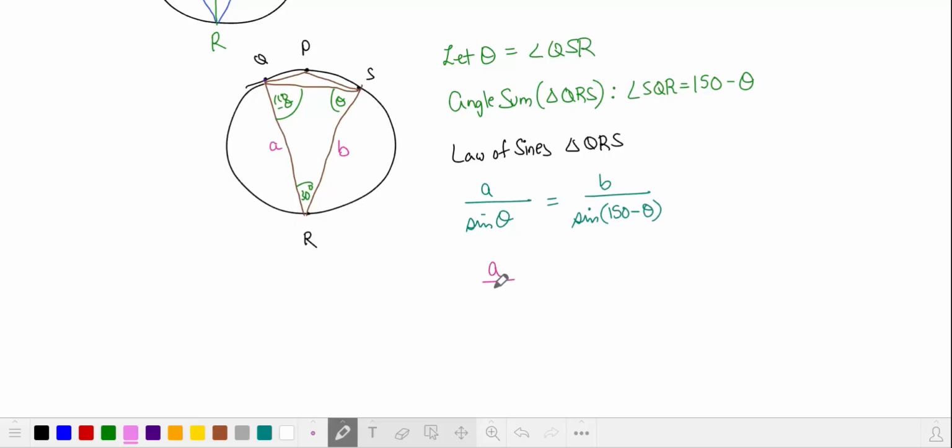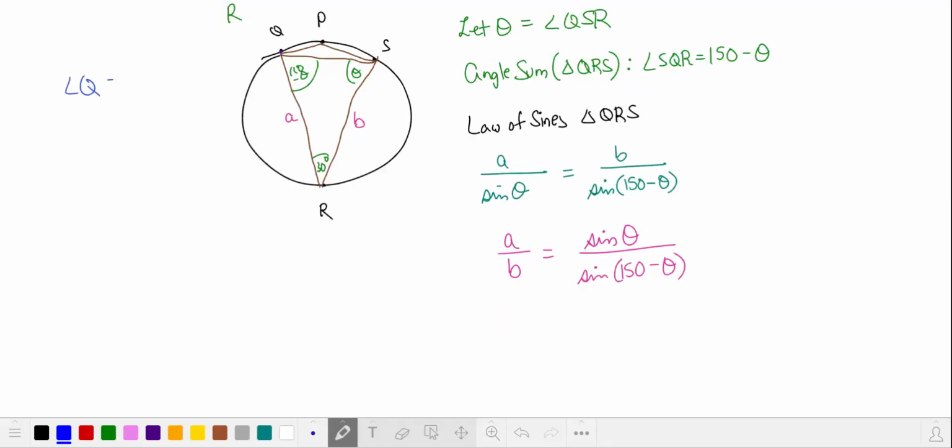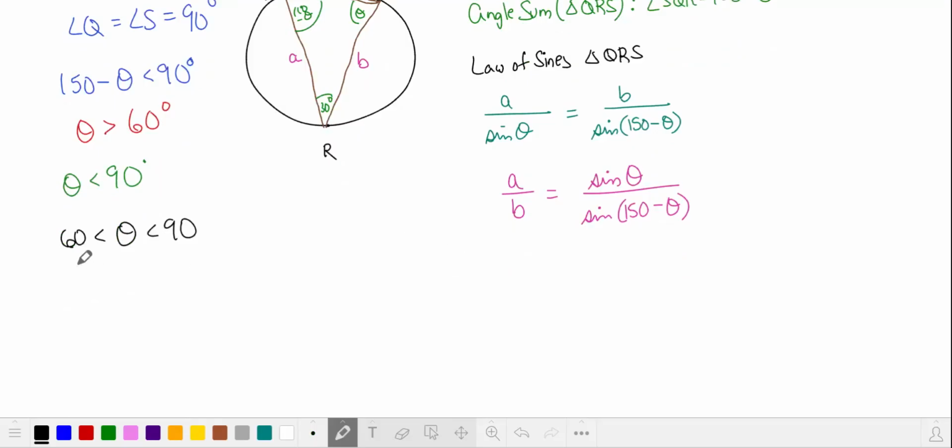We can solve for the ratio A over B, and we need to pick a value of theta that maximizes this ratio. Recall that these angles at Q and S were 90 degrees. So for example, this angle on the left, 150 minus theta, it's a part of angle Q in the quadrilateral, so it's going to be smaller than the 90 degree angle. Solving for theta, we have that it's greater than 60 degrees. Likewise, with this angle theta on the right, that's part of this right angle PSR. So theta is going to be less than 90 degrees. So we need to pick a value of theta in this interval that maximizes this ratio.